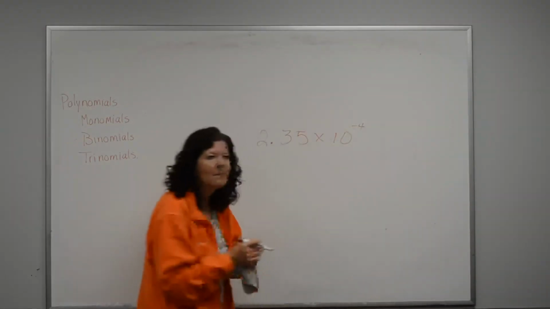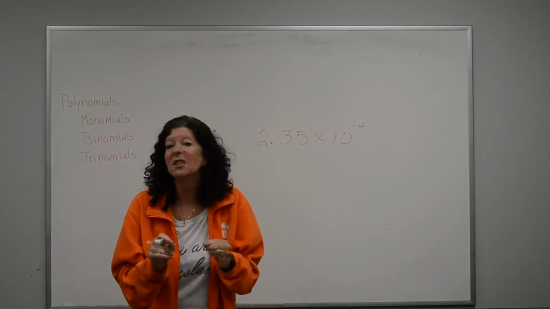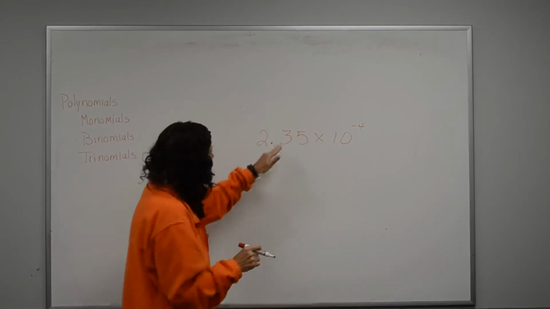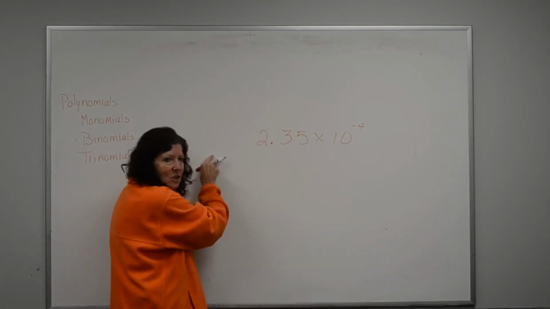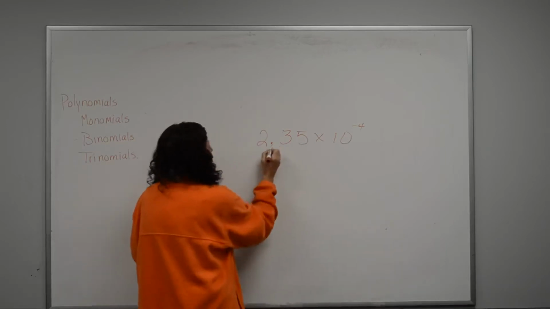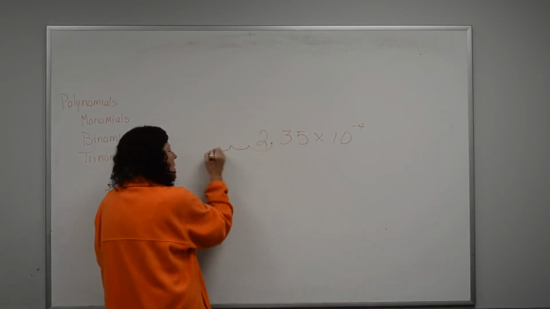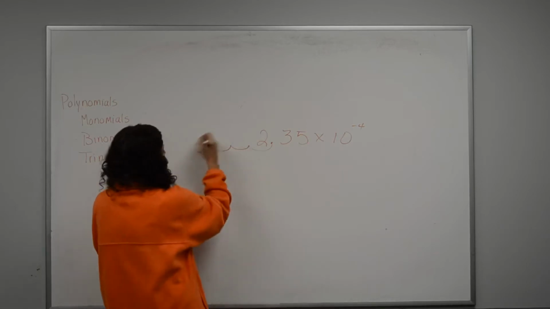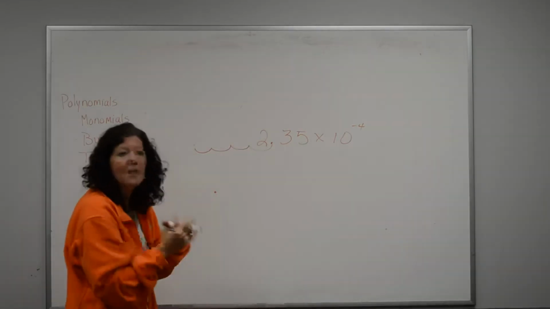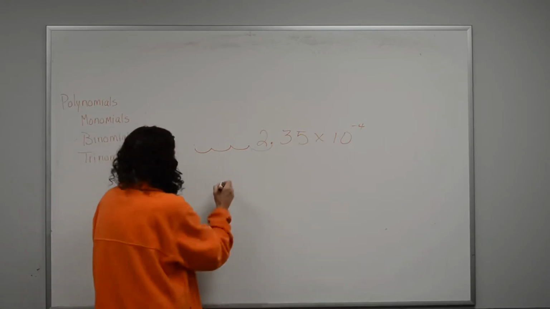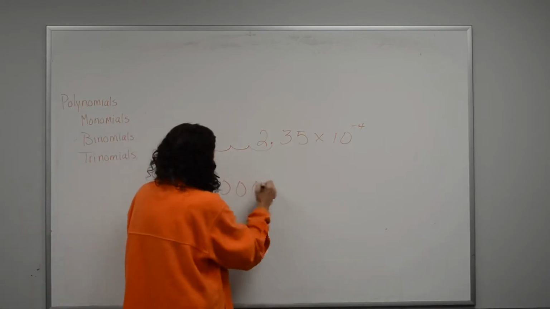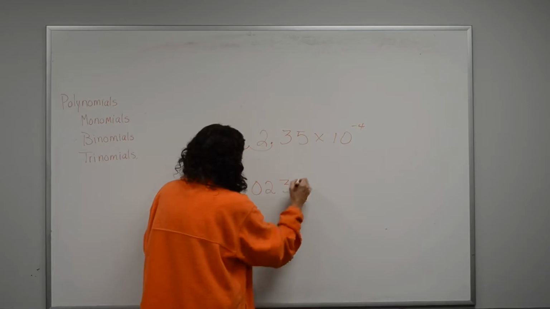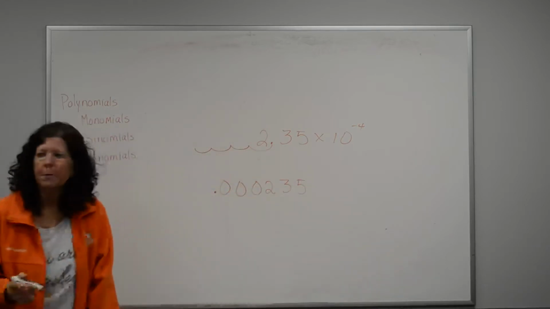If it's a -4, I know it's going to be a smaller number. So I'm going to move it that many places to the left. So I would move it 1, 2, 3, 4 places to the left. What's going to go in all of those spots? Placeholder zeros. Okay, 1, 2, 3, 4, and that becomes my number.